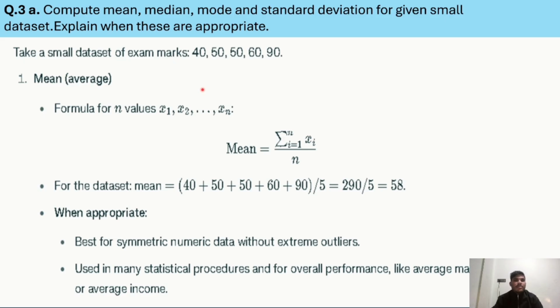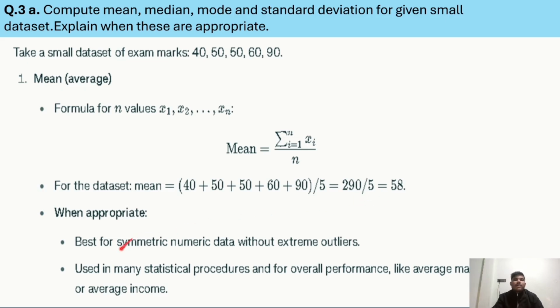So for computing mean, median, mode, first we have to take a small data set of exam marks. Suppose, as an example, exam marks 40, 50, 50, 60, 90. Now the mean formula for n values x1, x2, ..., xn is mean equals summation of xi upon n. So for the dataset, mean is 40 plus 50 plus 50 plus 60 plus 90 divided by 5. So 290 divided by 5 equals 58.